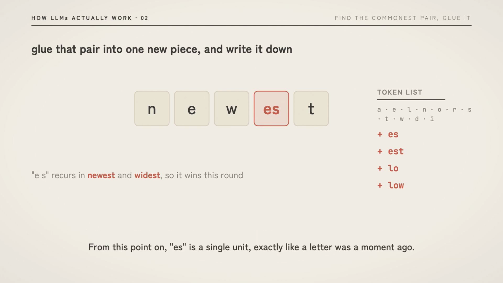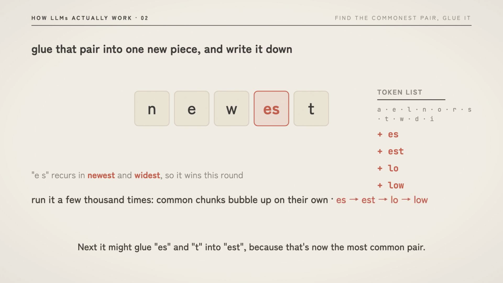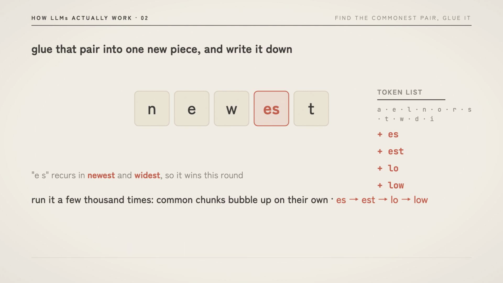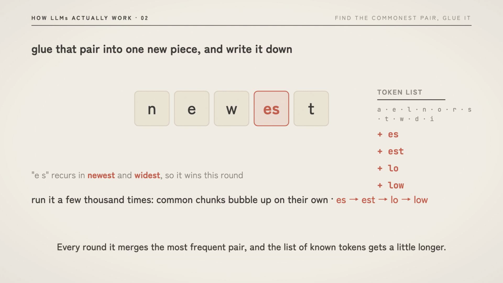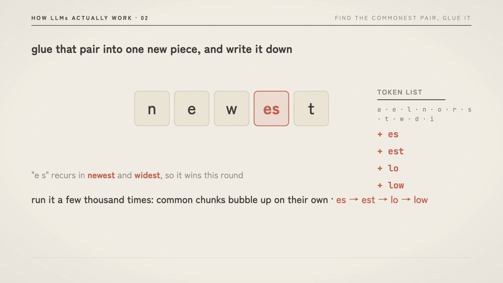From this point on, "is" is a single unit, exactly like a letter was a moment ago. Then it runs the same step again, on words that already have the new piece merged in. Next, it might glue "is" and "t" into "ist", because that's now the most common pair. Then L and O become "lo", and "lo" and W become "low". Every round it merges the most frequent pair, and the list of known tokens gets a little longer.